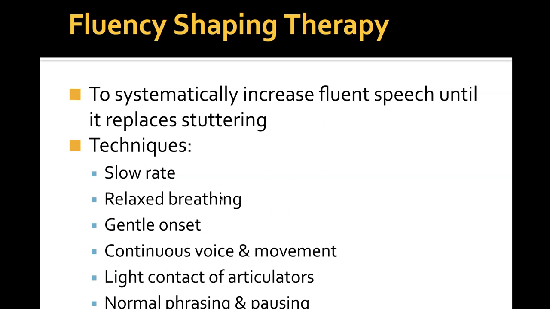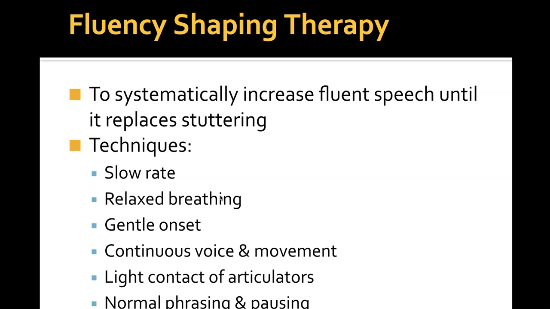Continuous voice and movement is where I'm going to continue my voice and talk like that, with the understanding that as I go, I can start to get better at doing this, and I can have continuous voicing without it being quite so robotic.